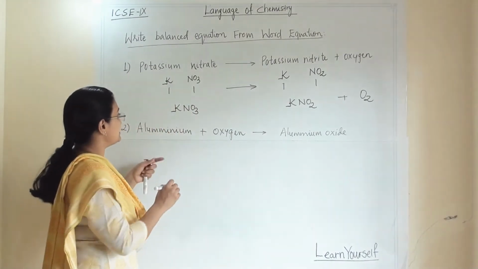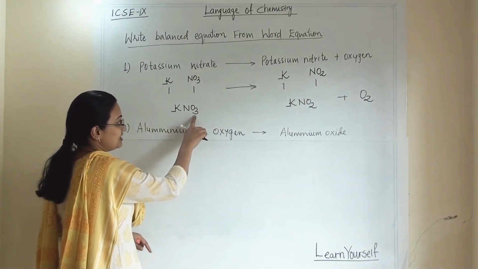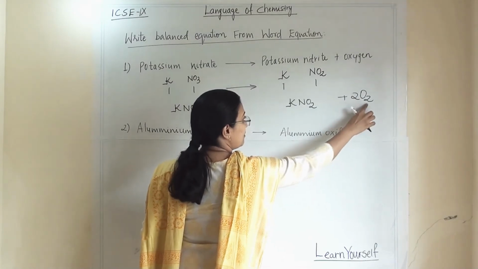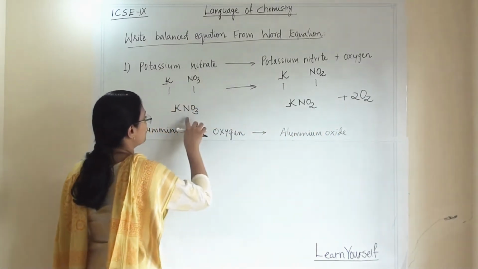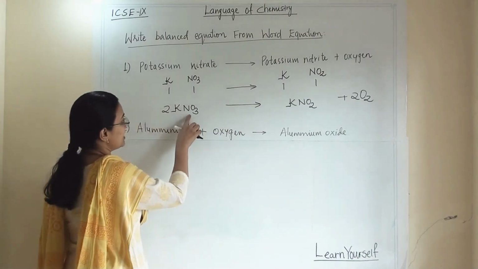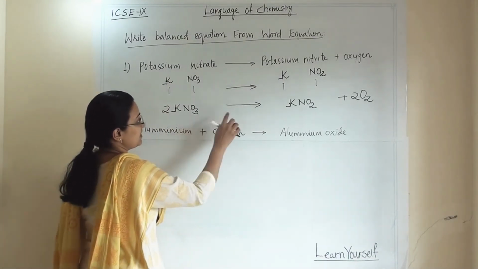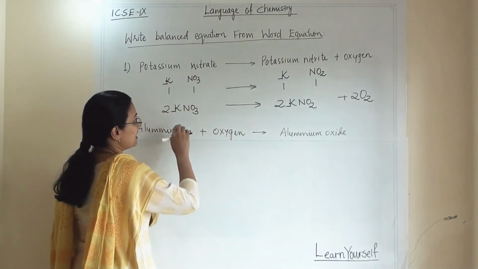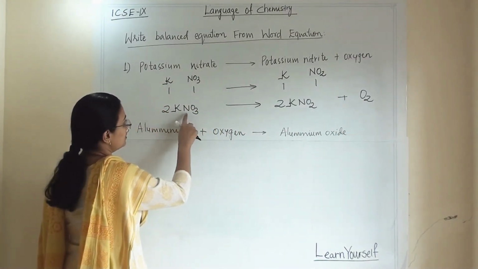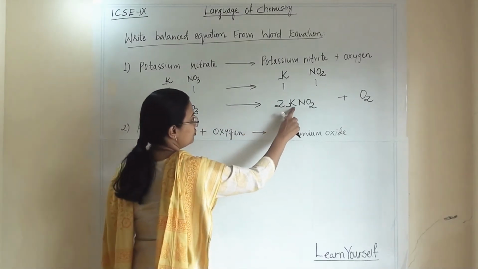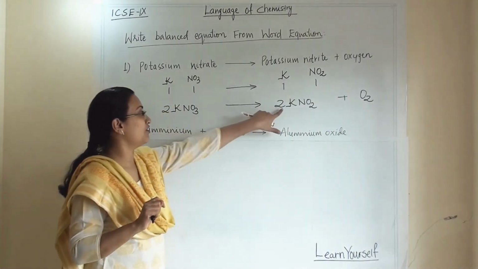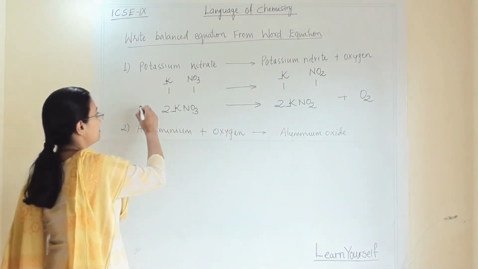Now we have to balance it. Here oxygen is 3. Here oxygen is 2 plus 2, 4. So if I add 2 here, then now I have 4 oxygen and 2. Then my potassium is 2, nitrogen is 2 and oxygen is 6. So I add 2 here and remove this 2 from here. Let us check. So 2 potassium, 2 nitrogen, 6 oxygen on one side, and 2 potassium, 2 nitrogen, 4 plus 2 oxygen on the other. So this is the correct way of adding 2 here. So this equation is balanced.